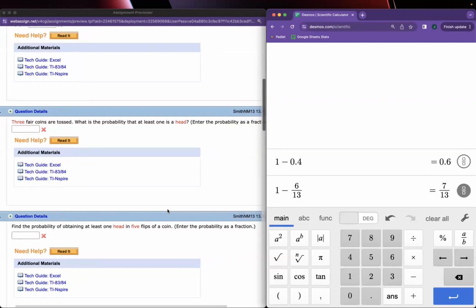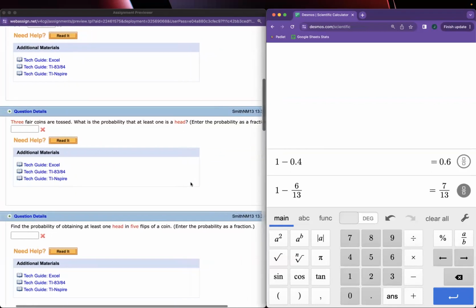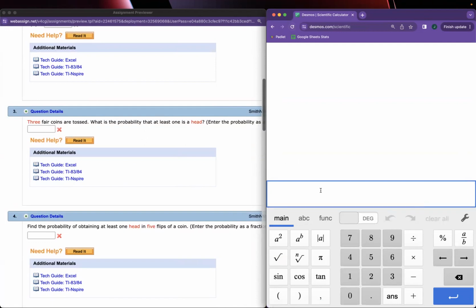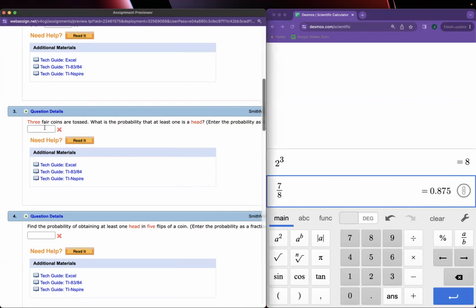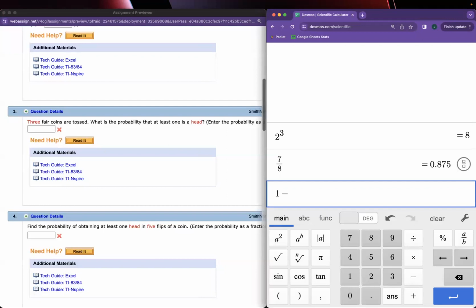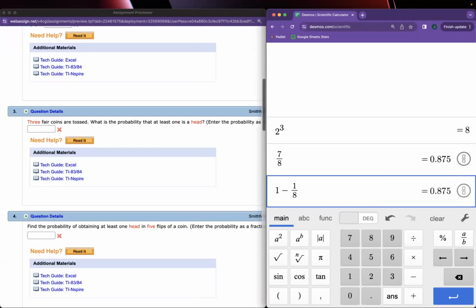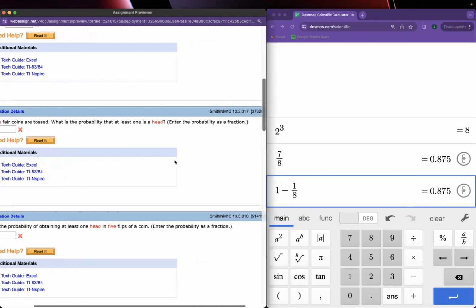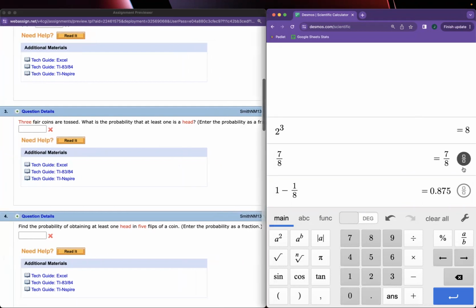Number three, 3 fair coins are tossed. What's the probability at least one is a head? Okay, to do this question first, let's figure out how many outcomes are possible. There's 3 coin tosses. That means there's 2 to the third or 8 outcomes that are possible in 3 coin tosses. And notice that all of them have at least one head, right? Except for one. So all of them have at least one head except for one. So it's going to be 7/8. Or you can think of it as 1 minus the probability of only 0 heads, which is 1 minus 1/8. And the probability is a fraction, so that'll be 7/8.